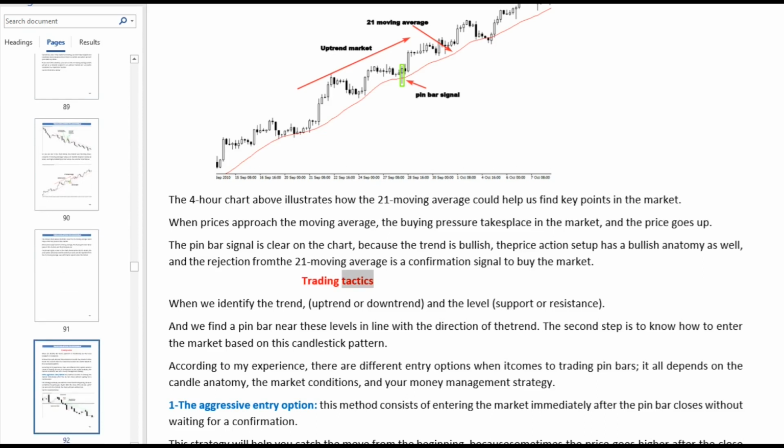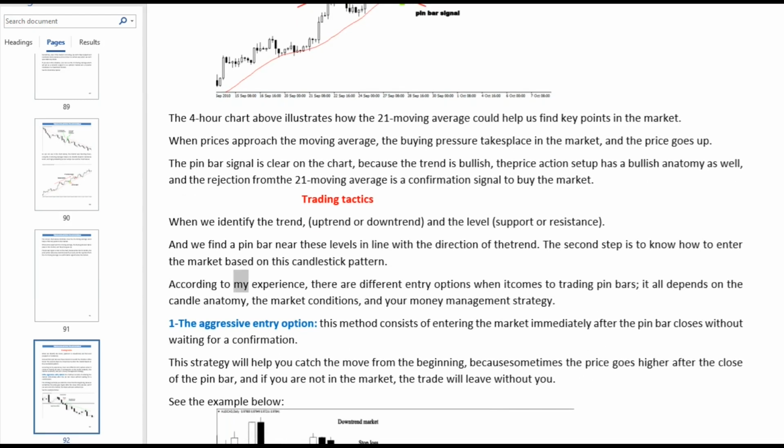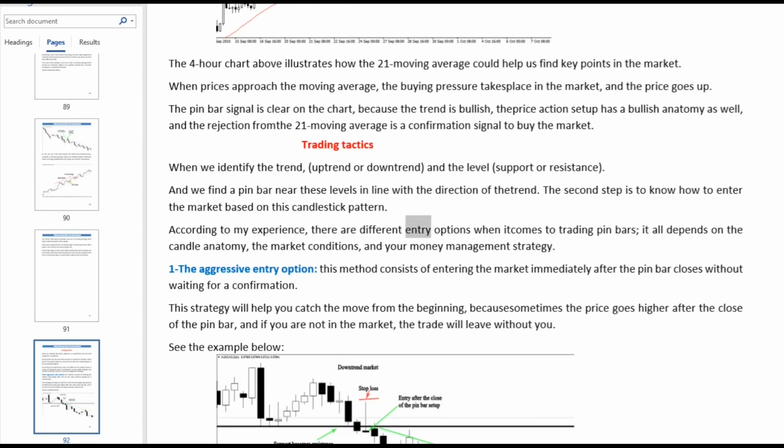Trading tactics. When we identify the trend, uptrend or downtrend, and the level, support or resistance, and we find a pin bar near these levels in line with the direction of the trend, the second step is to know how to enter the market based on this candlestick pattern. According to my experience, there are different entry options when it comes to trading pin bars. It all depends on the candle anatomy, the market conditions, and your money management strategy.